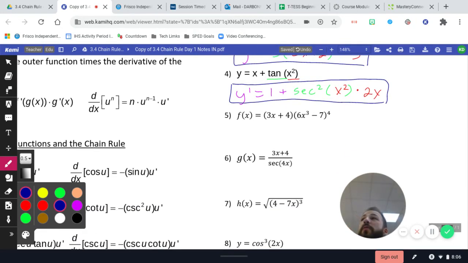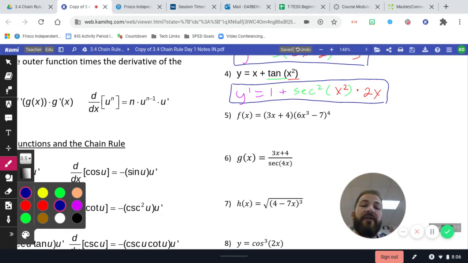Just like before when we were doing our product and quotient rules a couple of days ago, we can also apply these rules separately. We don't have to, every time I see it, say product to the whole thing, quotient to the whole thing, chain rule to the whole thing. We can apply them to little individual pieces of the function.